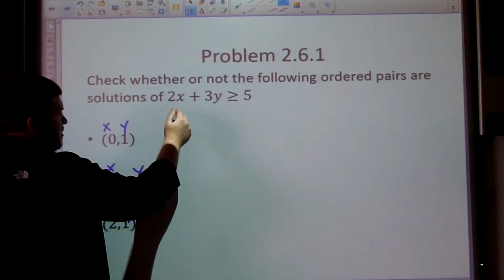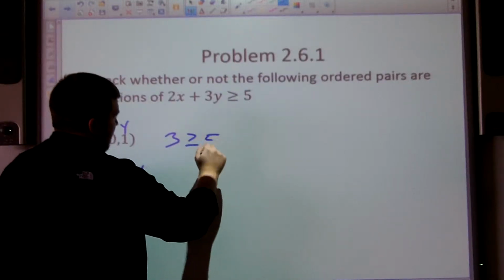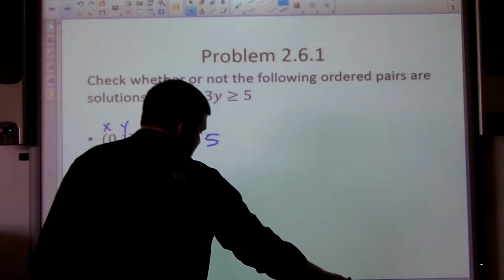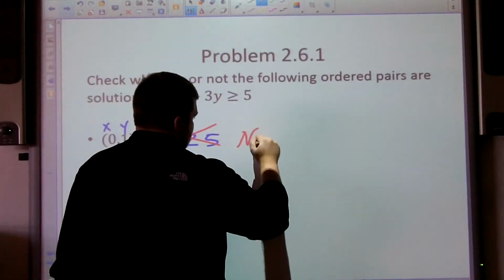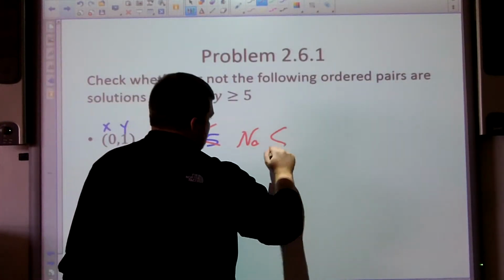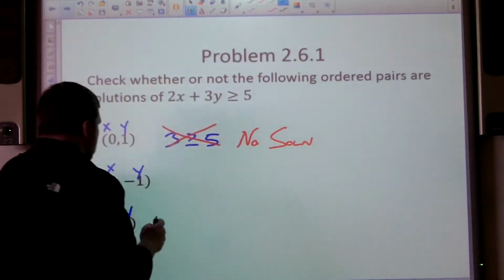So 2 times 0 is just 0, so I don't need that. 3 times 1 is 3, so it's 3 greater than or equal to 5. That is not a true statement, so cross it out. So no, not a solution. Okay. Next, try it again.